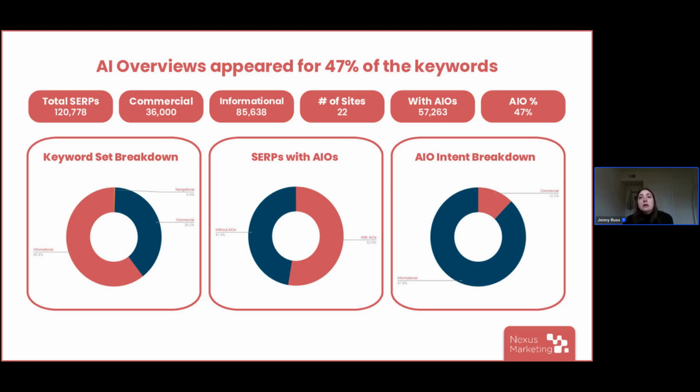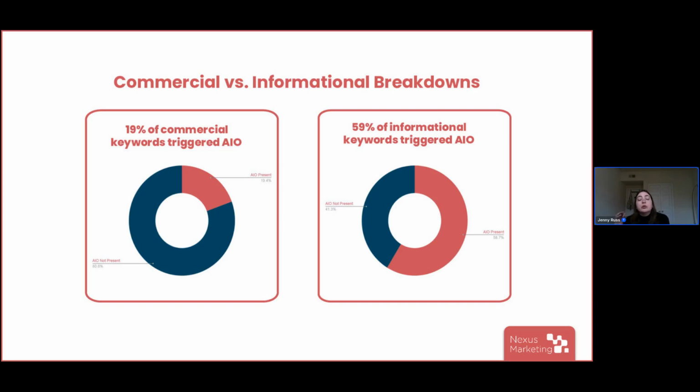So to dive in, Botify found that of the 120,000 keywords that they looked at, roughly half of them triggered AI overviews, about 47%. However, they also found that a strong majority of AI overviews appeared for informational keywords. To take a closer look at the breakdown of keyword intent, commercial keywords were much, much less likely to trigger an AI overview compared to informational keywords.